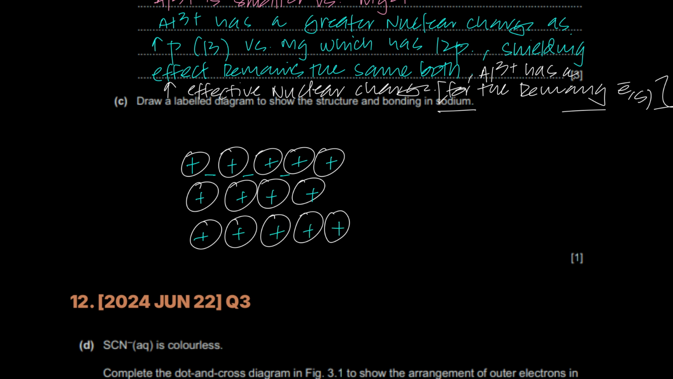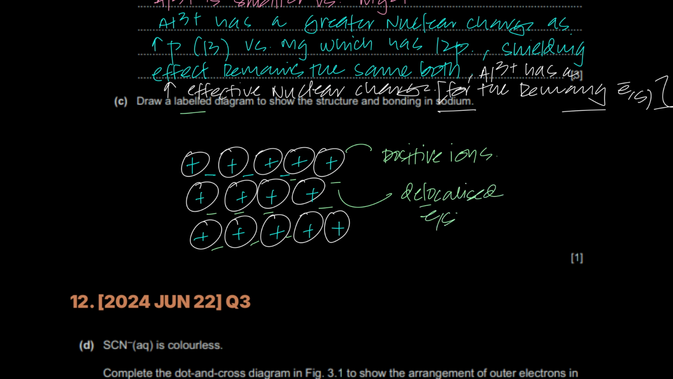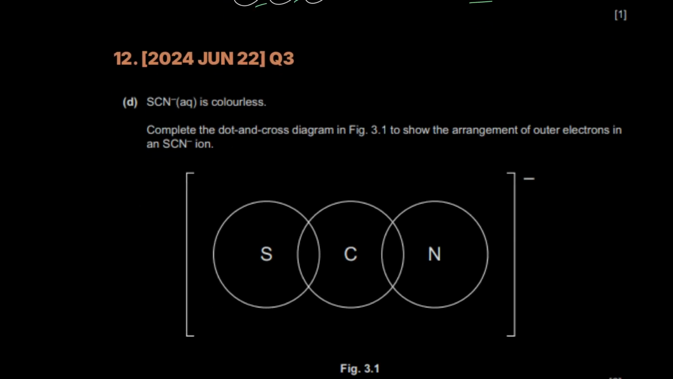And these are my negative charges. Negative, negative, negative, negative, negative, delocalized, all here, here. So I'll also use a labeled diagram. So these are positive ions. And these are delocalized electrons. This is a labeled diagram. 1 mark for this. Easy, huh? See the delocalized electrons effectively.